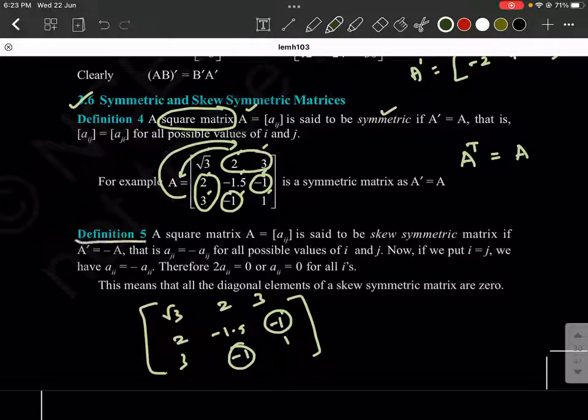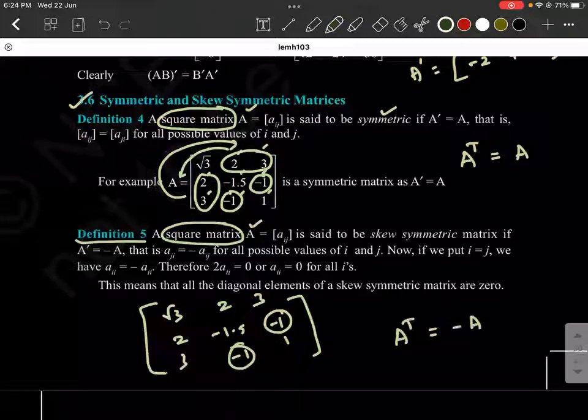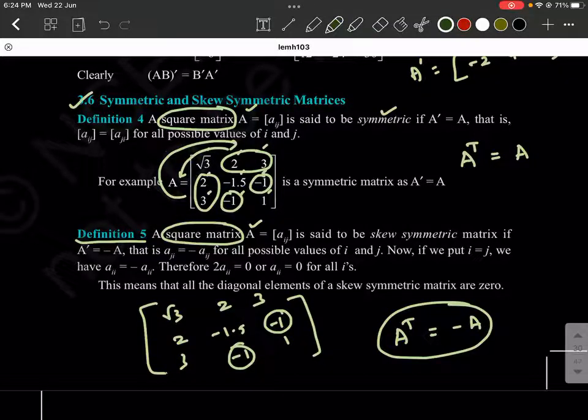Similarly, as a counterpart, you have something called a skew symmetric matrix. What is a skew symmetric matrix? That is also a square matrix A. You can say a given matrix is skew symmetric if the transpose of that matrix is negative of A. Okay. If the transpose of a matrix gives you negative of A, then you call that kind of matrix a skew symmetric matrix.